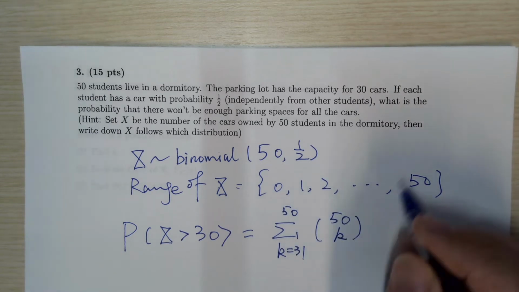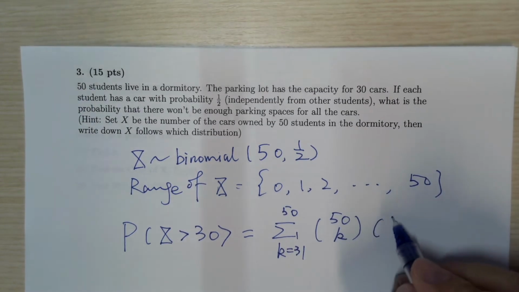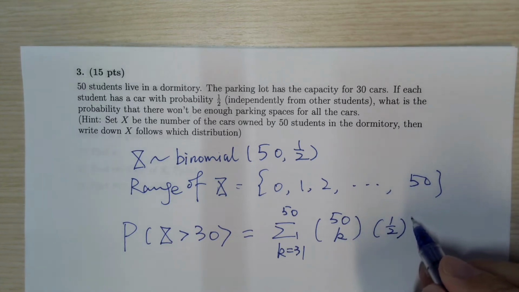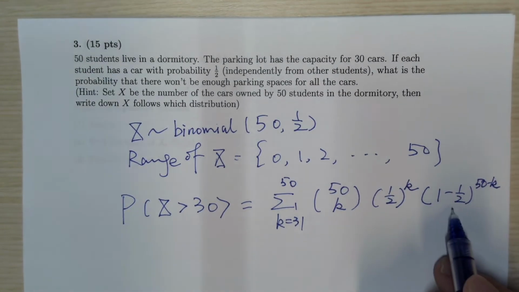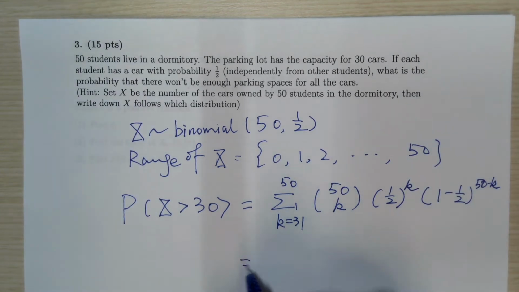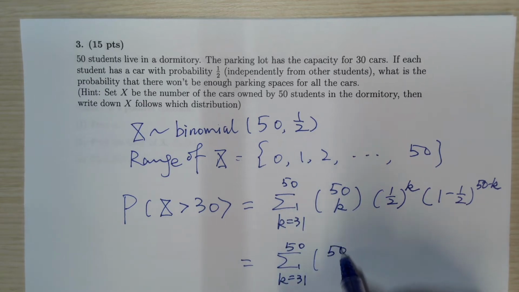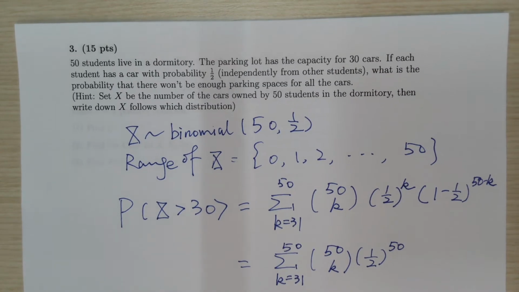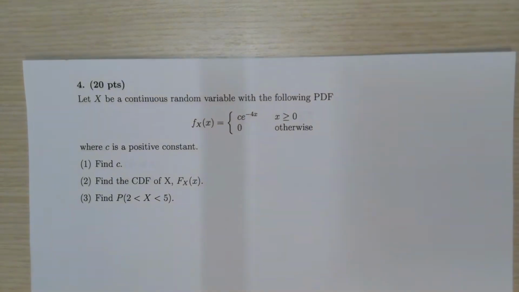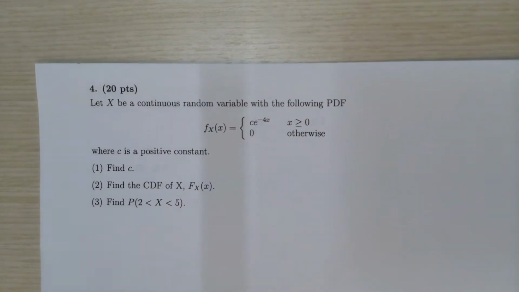50 choose k, times (1/2) to the power of k, times (1 minus 1/2) to the power of 50 minus k. This is also 1/2, so you combine them: 50 choose k times (1/2) to the power of 50. So this is a very simple problem. Okay, now we can move on to look at number 4.